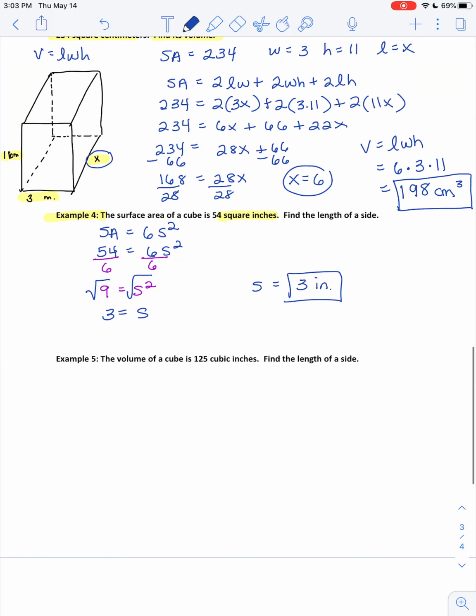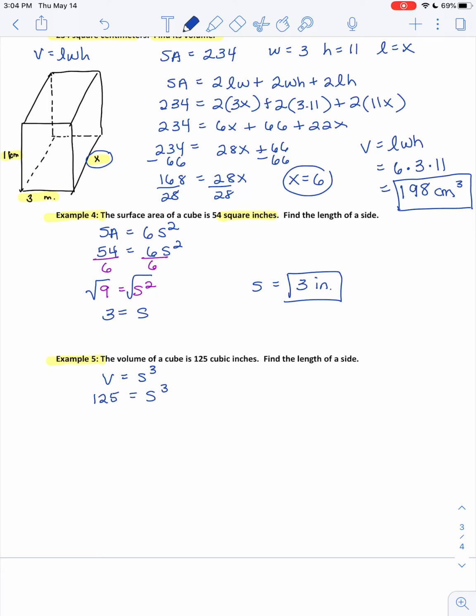All right, and one more quick problem. We're dealing with a cube again. This time we're given the volume is 125 cubic inches, and we want to find the length of a side. So I'm going to copy down the volume formula. Volume equals s cubed. Replace what we know. The volume is 125, so 125 equals s cubed. So now we want to know what cubed, what times itself 3 times is 125. So basically what we're going to be doing is, instead of taking a square root, we're going to take a cube root.